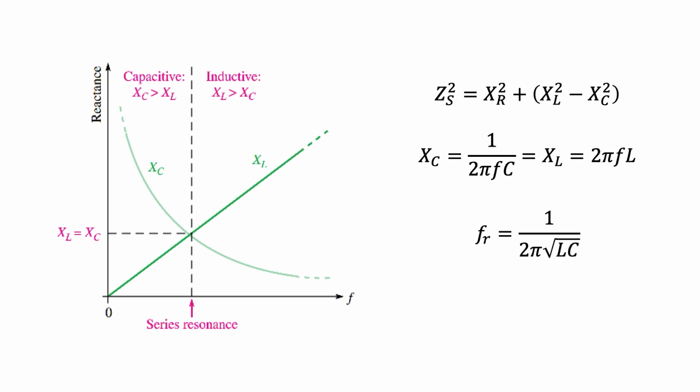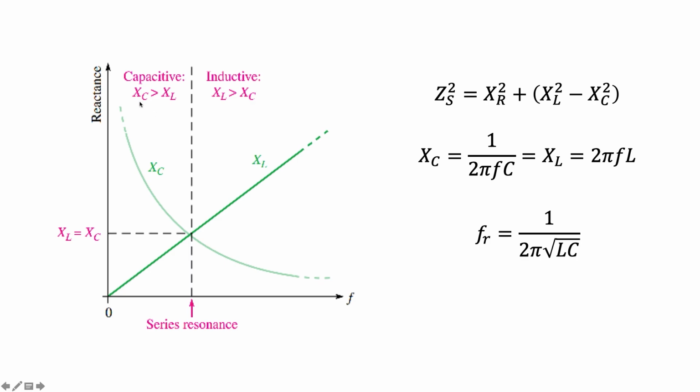Now let's take a look at how the series RLC filter responds to variations in input frequencies. If we plot XL and XC as a function of f, we expect the following curve. Since XC is inversely proportional to f, we have this 1 over f curve. And since XL is proportional to f, we have this linear curve.